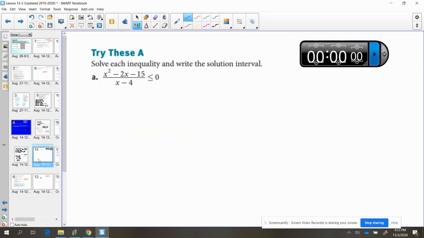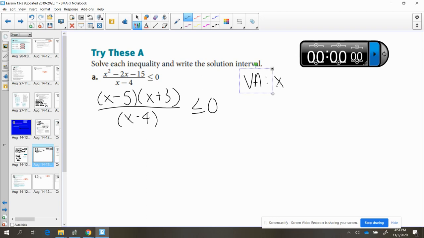So for this first example that we're going to look at, again, we want to start by making sure we factor this completely. So the numerator can be factored to be x minus 5 and x plus 3. And then the denominator is already basically factored for us with x minus 4. So notice here we do not have any holes, nothing canceled out. What we do have is a vertical asymptote at x equals 4 when we set the denominator equal to 0.